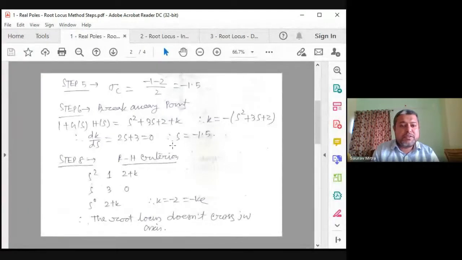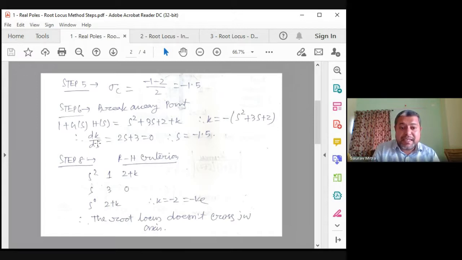What is the differentiation of that? You are finding this is 2S plus 3. So if there was a minus here, then minus bracket 2S plus 3 is equal to 0 is the same as 2S plus 3 is equal to 0. You are finding S is equal to minus 3 by 2, that is minus 1.5. That means you are finding, in this case, the breakaway point.